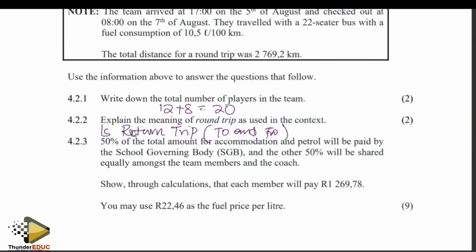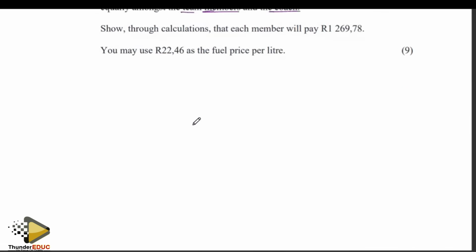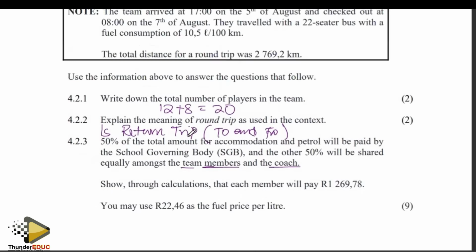50% of the total amount for accommodation and petrol will be paid by the school governing board, the SGB. The other 50% will be shared equally amongst the team members and the coach. Show through calculations that each member will pay 1,269 rand 78 cents. First and foremost, we need to know how much they are going to spend: 1, on accommodation; 2, on petrol.